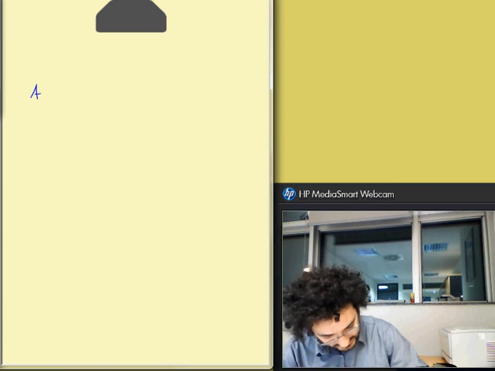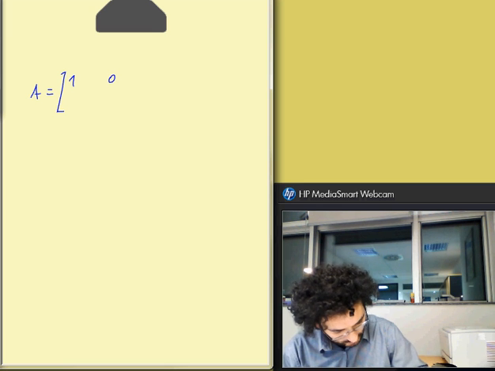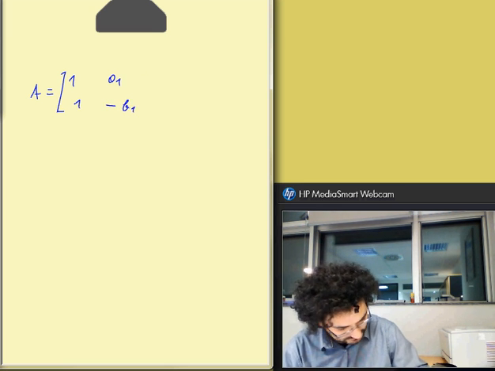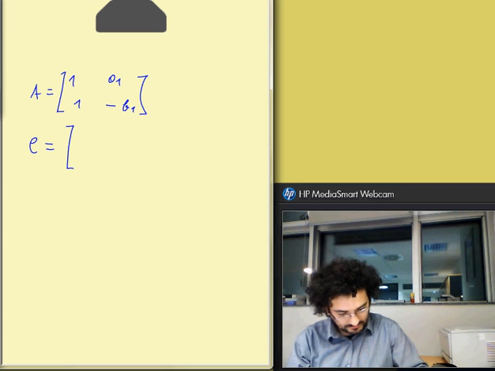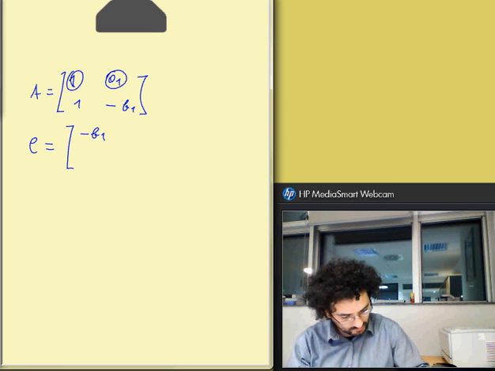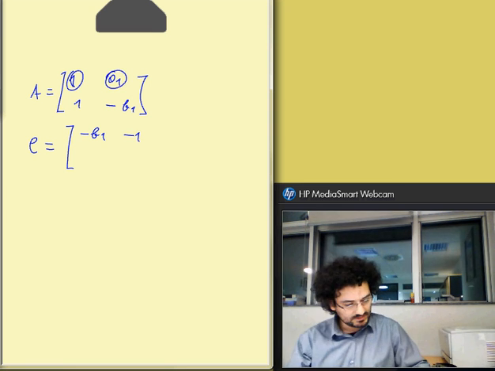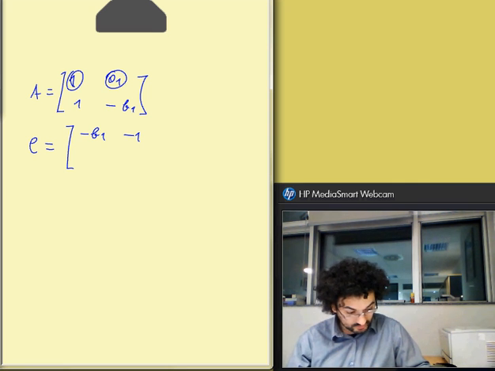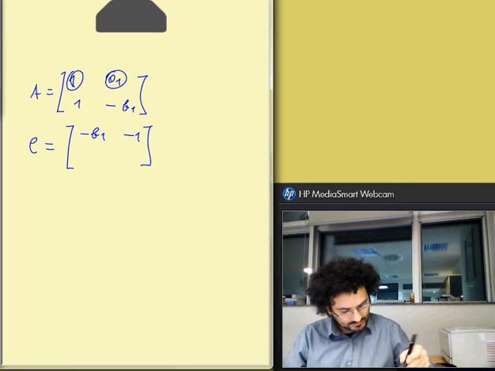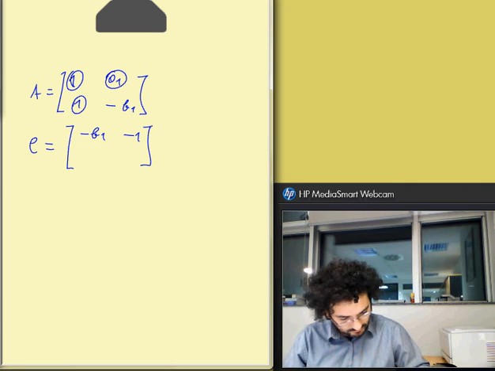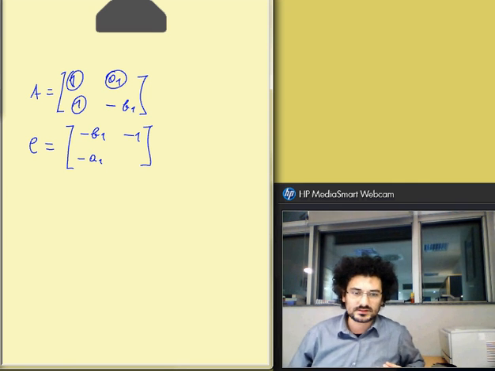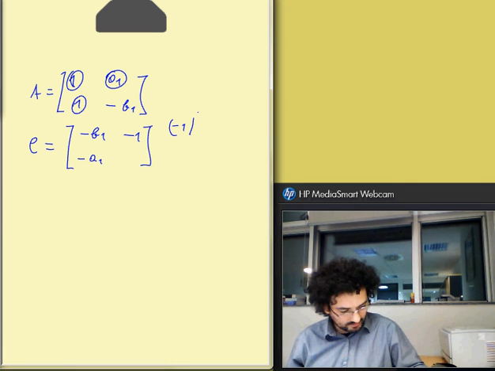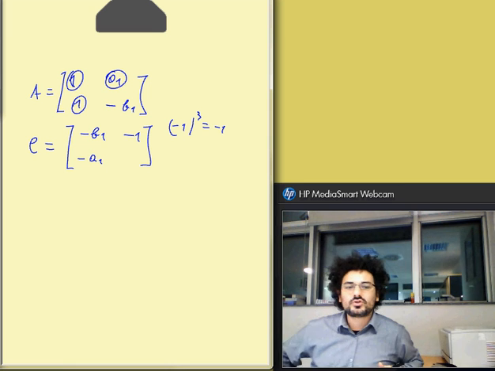So matrix A is given by 1, A1, 1, minus B1. We need to consider the matrix of cofactors. The cofactor of 1 is equal to minus B1. The cofactor of A1 is given by -1 because the position is 1, 3, or 1, 2, so the sum is equal to 3. Then we have the cofactor of 1, which is equal to -A1, because also in this case the position is 1, 2, so the sum is 3, and -1 to the power of 3 is equal to -1, so we have to change the sign.